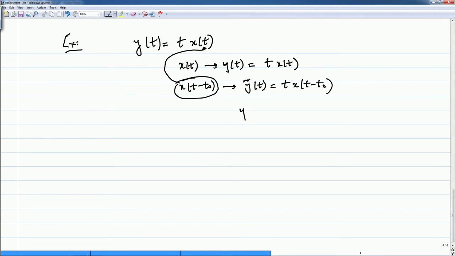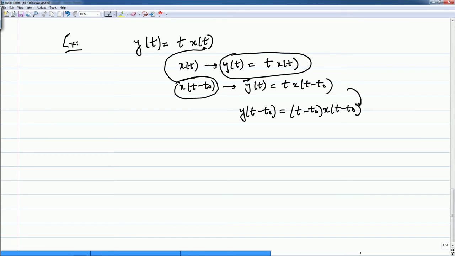On the other hand, what is y of t minus t naught? How do I find what y of t minus t naught is? I have this equation, y of t is t times x of t. Now, how do I find y of t minus t naught? Instead of t, I should put t minus t naught. That is the meaning of this equation. If I say y of t is t times x of t, instead of t I have to put t minus t naught to get y of t minus t naught. So, there I will get t minus t naught times x of t minus t naught, and you see these two are not equal, and this input output equation is time variant.